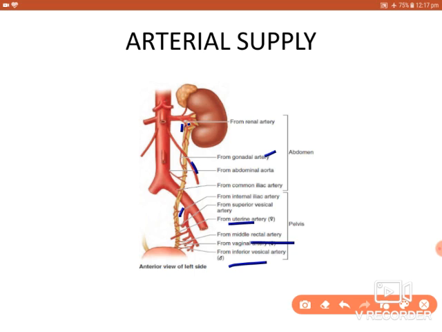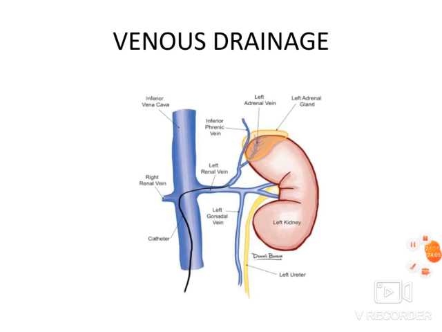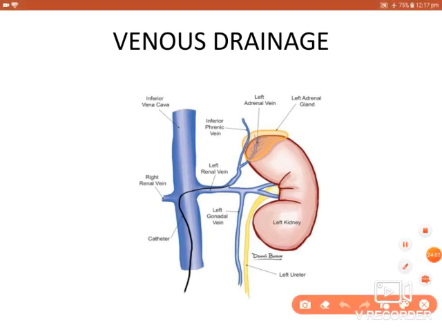Then venous drainage is into the corresponding veins, mainly towards the renal veins. There are the right and left gonadal veins. Here you can see the left gonadal vein drains into the left renal vein. The right gonadal vein drains into the inferior vena cava. That's the venous drainage. Then lymphatic drainage is to the lateral aortic nodes and to the external and internal iliac nodes.